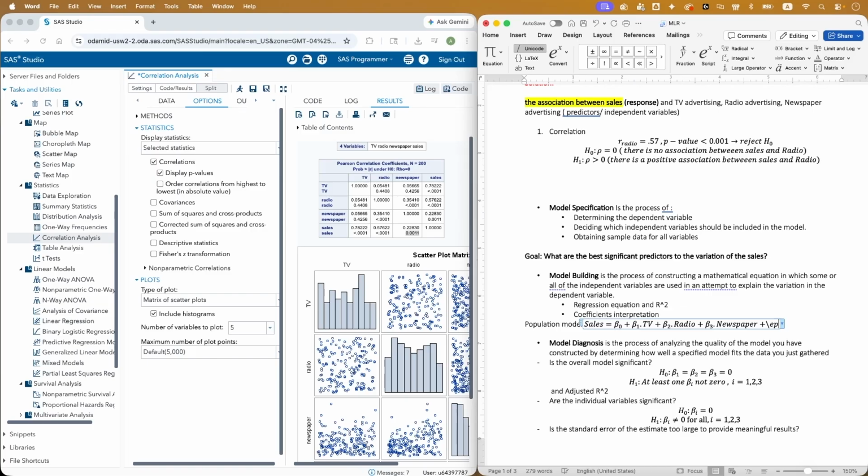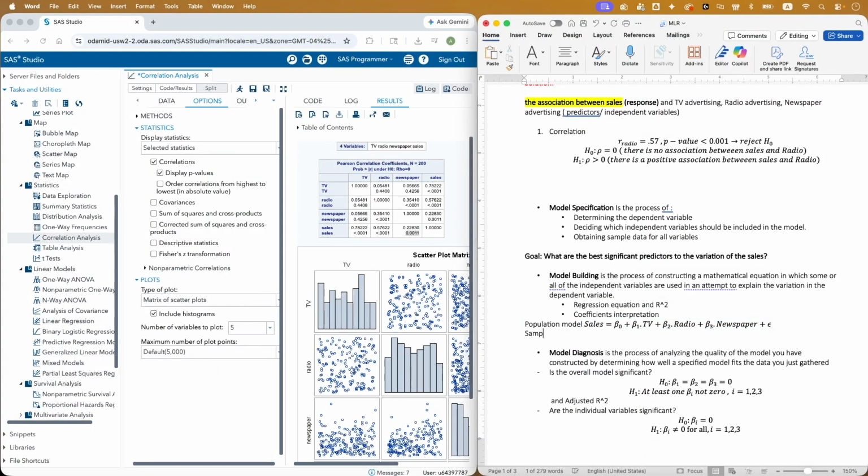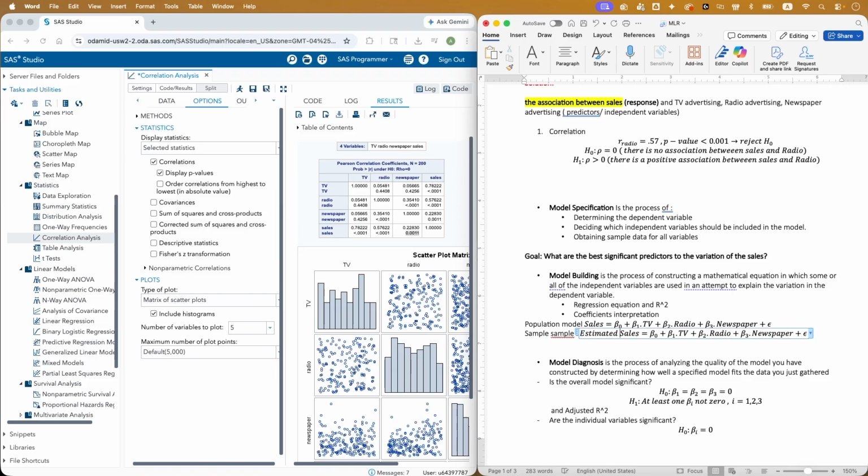In reality, we cannot say the sales equal only these, because there is some error left. We don't know what other variables may have an effect on the sales. That's why we add the error term. But for the sample model, we have the estimated sales, because we are estimating sales. We don't know the original population beta values. We just take a sample. So we are trying to estimate beta naught, which is b naught. This is b1, this is b2, and this is b3.